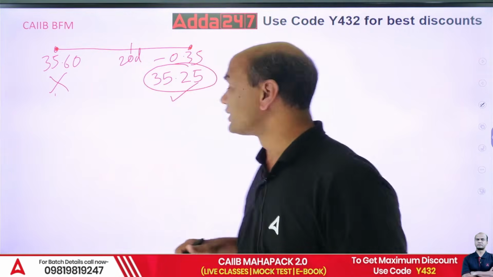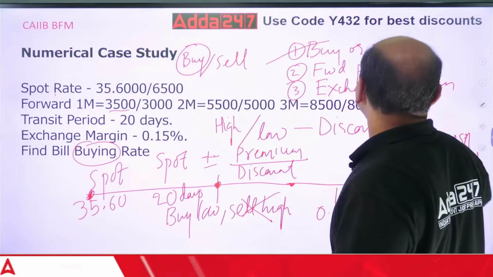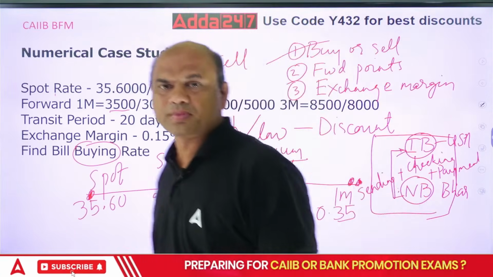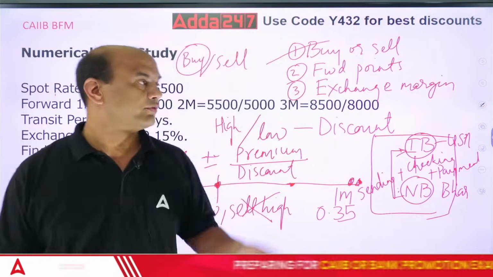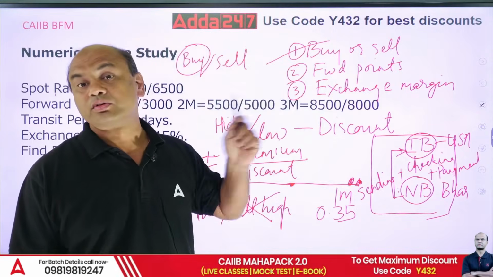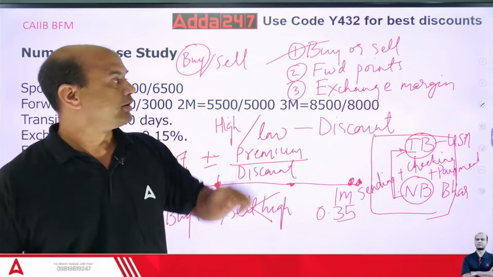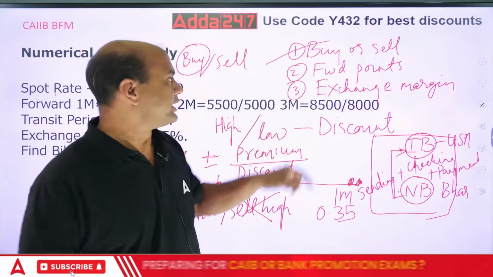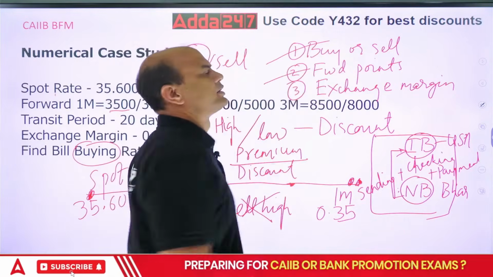Let's see. What was it? What did I say? Whenever you solve any numerical, you have to focus on 3 points. So up till now, what have we completed? We have completed this buy or sell. And the second point we have completed is forward.